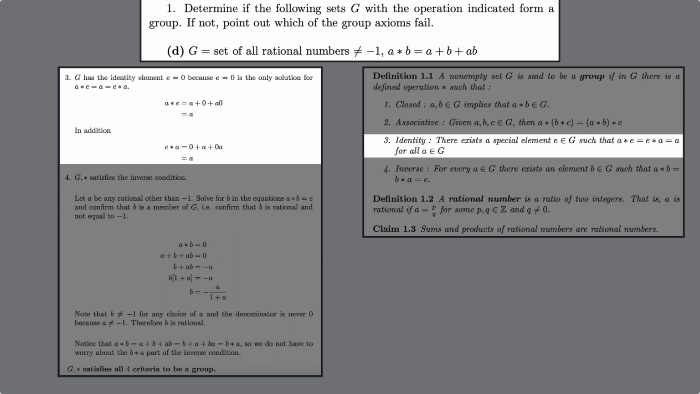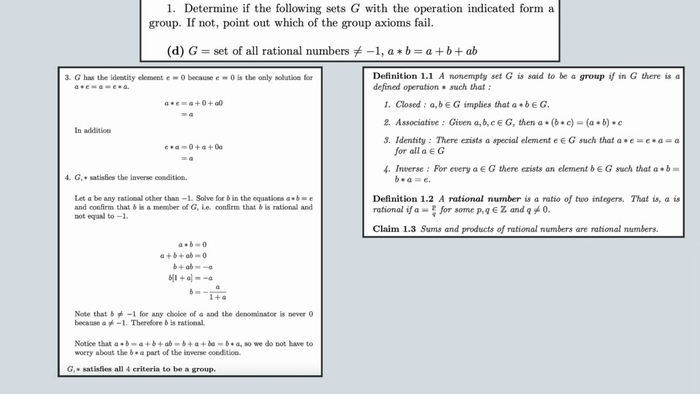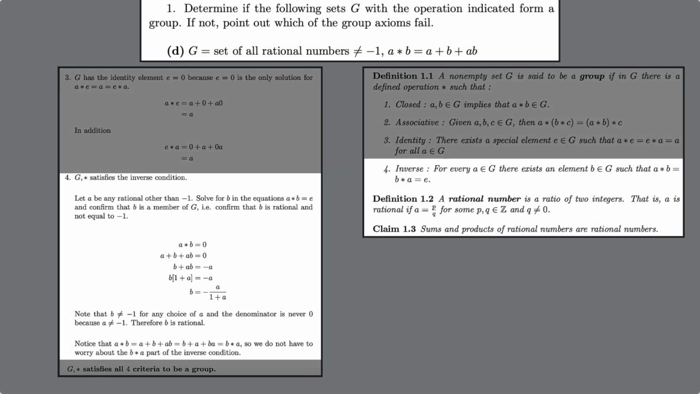We also need to make sure that this is the unique identity element. Here we claim that it is, but if there was another such E that worked, that was a member of G, then this condition would have failed. Condition 4, the inverse condition, we're going to be looking at the equation A star B equals E, and remember that E equals 0. E is the unique identity element for this potential group.